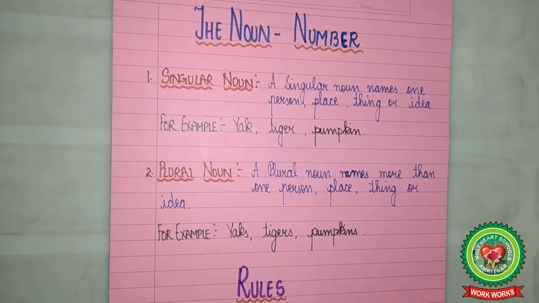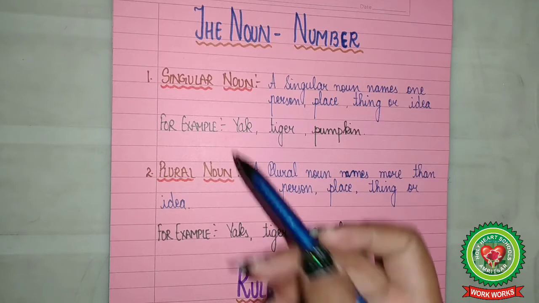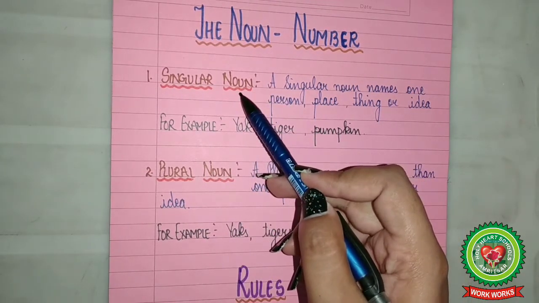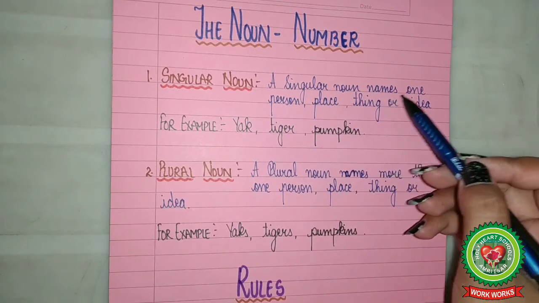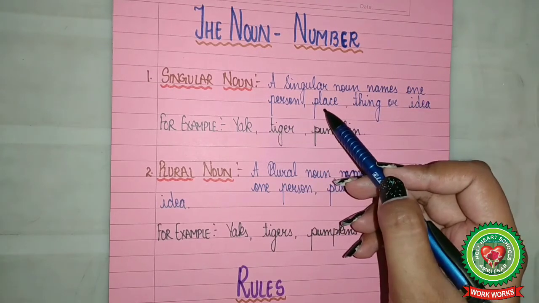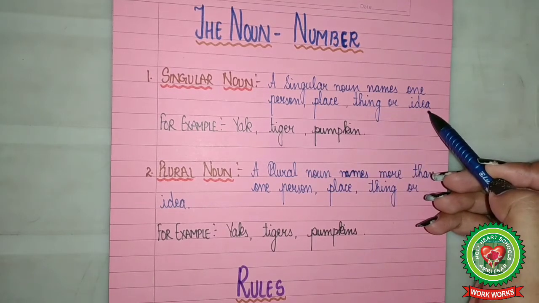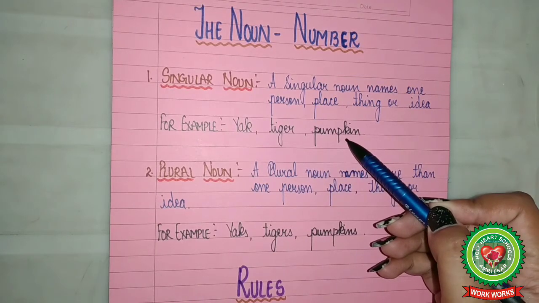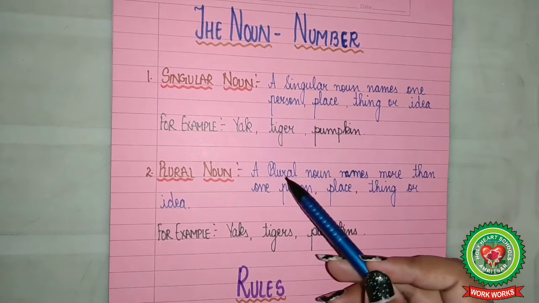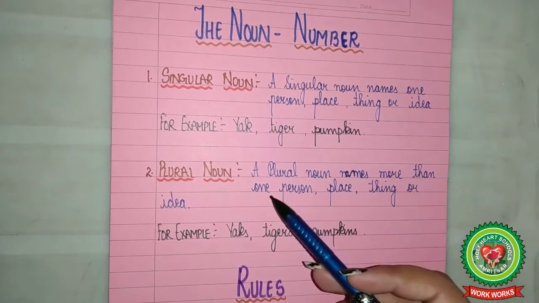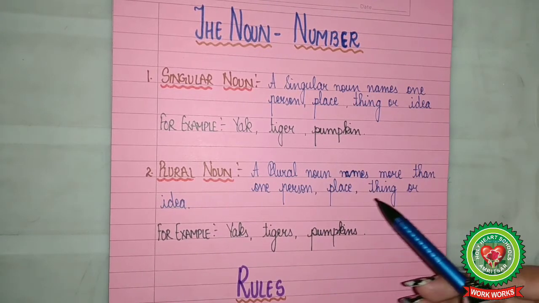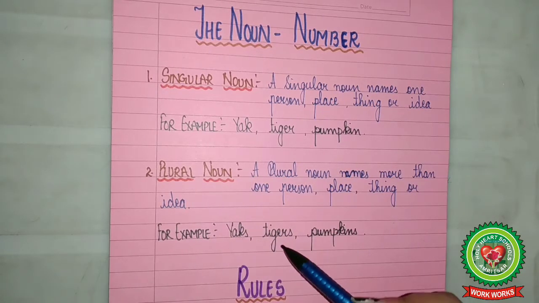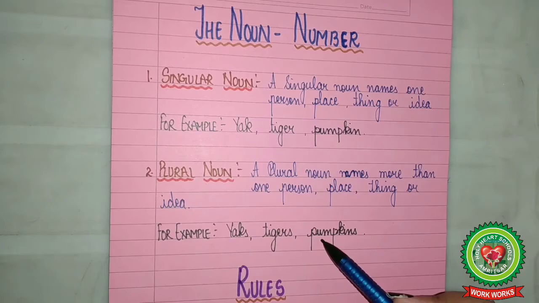There are two types of the noun number, singular noun and plural noun. Singular noun names one person, place, thing or idea. For example, yak, tiger, pumpkin. And on the other hand, a plural noun names more than one person, place, thing or idea. For example, yaks, tigers, pumpkins, etc.